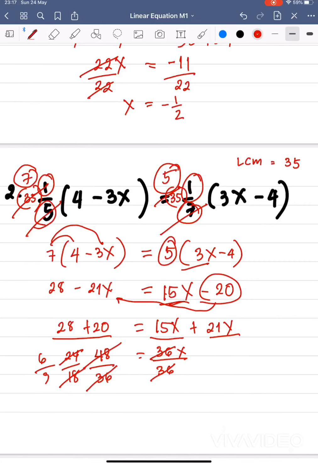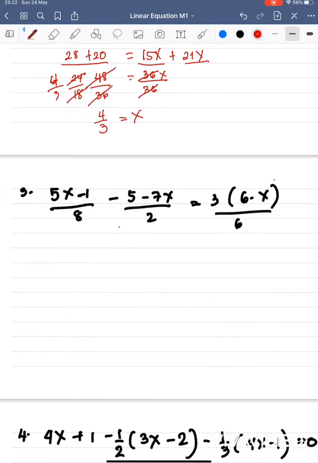And as you can see, 24 divided by 6 is 4, sorry for that. So the final answer now is 4 over 3, and that is the value of x.